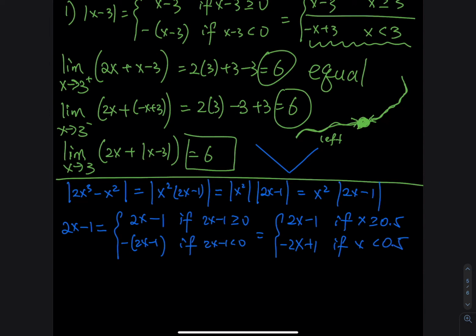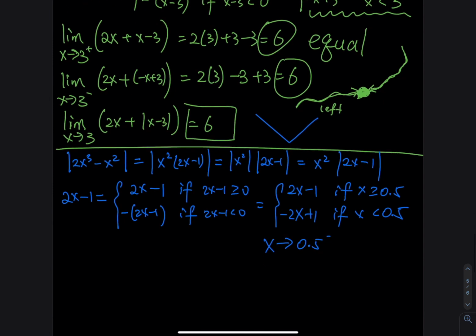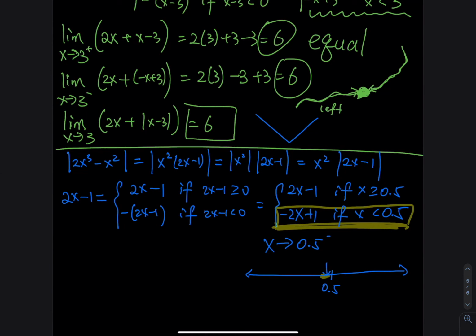So going back to the problem, the limit right now has x approaching 0.5 from the left. So 0.5 from the left is a number that is very close to 0.5, meaning that on the left side, we have a number that is less than 0.5. Think about this: this number must be less than 0.5, right? If it is greater than 0.5, then it is on the right side. So when you evaluate the limit, you pick this piece only.